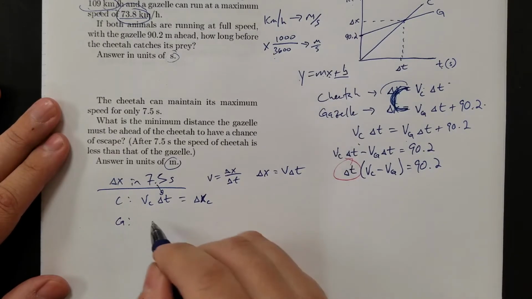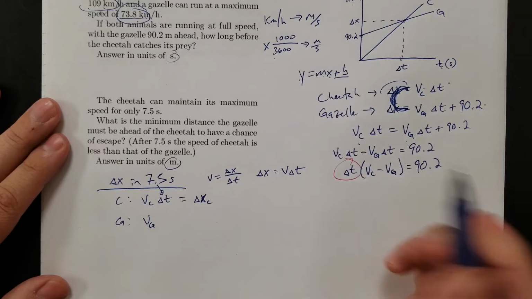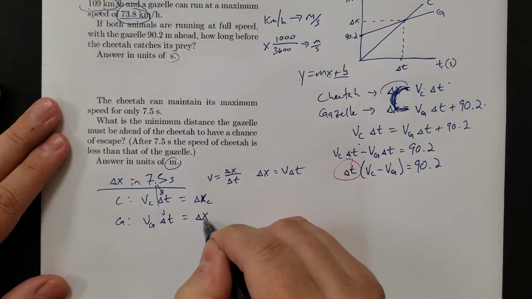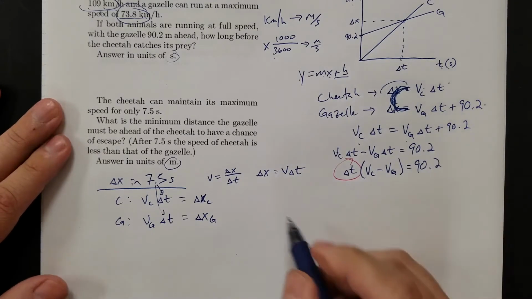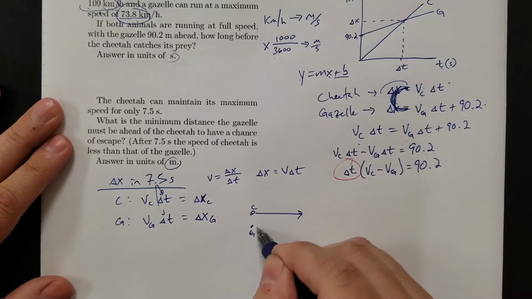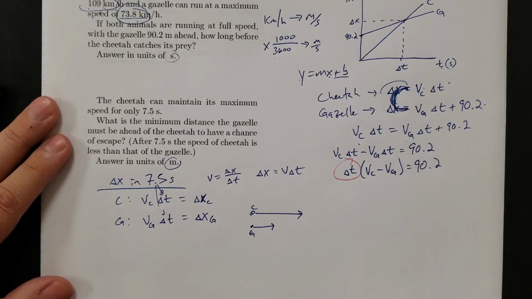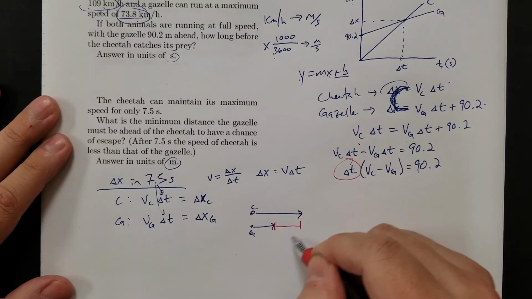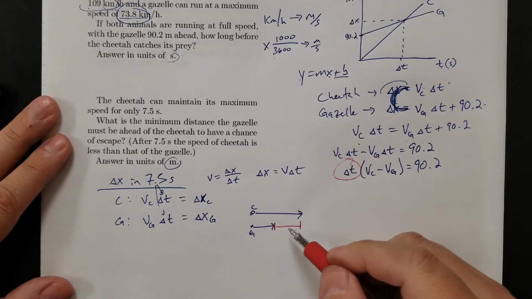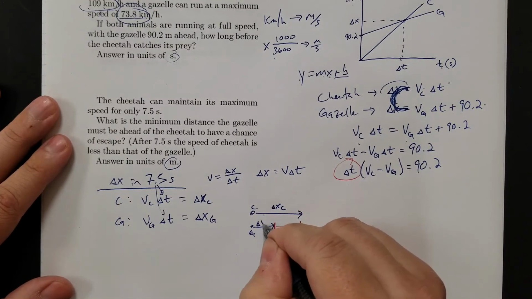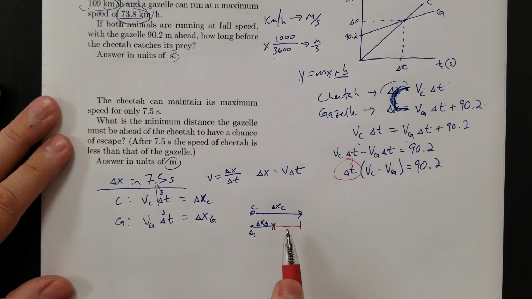And then for the gazelle, I'm going to do the same thing. Velocity of the gazelle times delta t, where delta t is 7.5, right? And that's going to give me my delta x for the gazelle. And in these two times, because the cheetah is faster, so here's the cheetah and here's the gazelle, the cheetah is going to cover more distance in 7.5 seconds. So the gazelle needs a head start of that. That's your answer. That's how much ahead the gazelle needs to be. So if you get your cheetah distance and you get your gazelle distance, that difference is how far ahead the gazelle needs to be, and you can solve that.